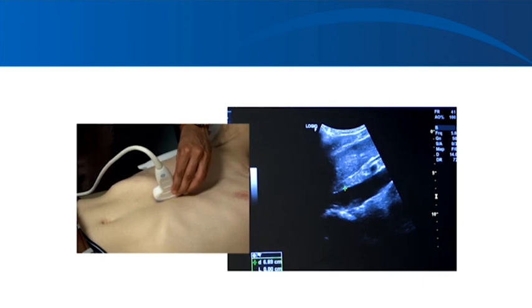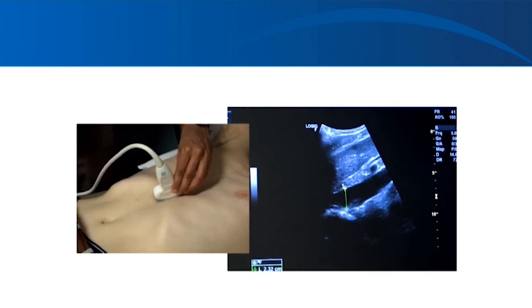And this is how you measure IVC. So once you freeze the image, you measure the anteroposterior diameter at the point of interest, which is, like we talked about, 2 centimeters below its junction with the right atrium. And in this patient, it's about 2.3 centimeters, and he's an athlete.